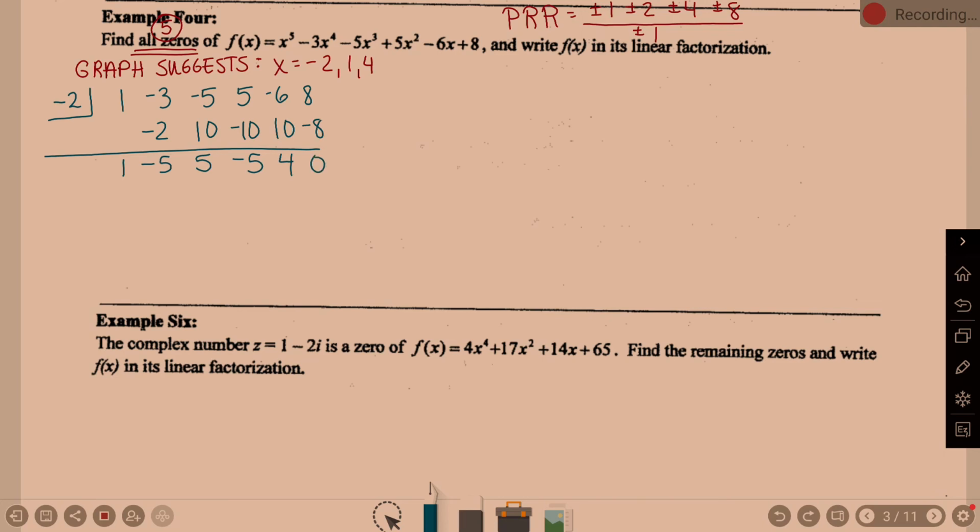Which is what we expect, right? If you don't get 0, stop, go back, rewind, figure out what went astray. Now, okay, so -2 works as we expected. We got a remainder of 0. Now what?